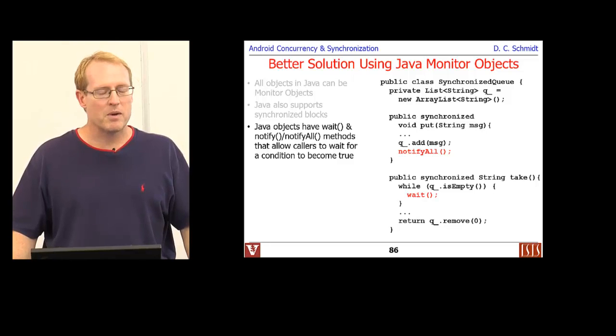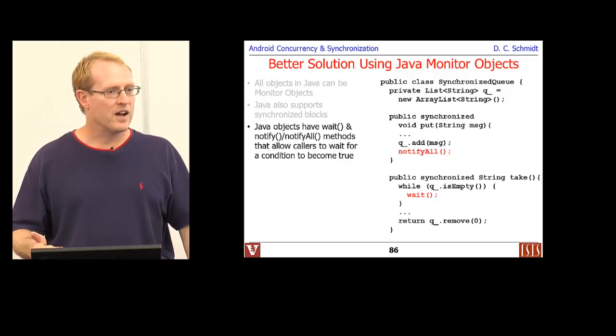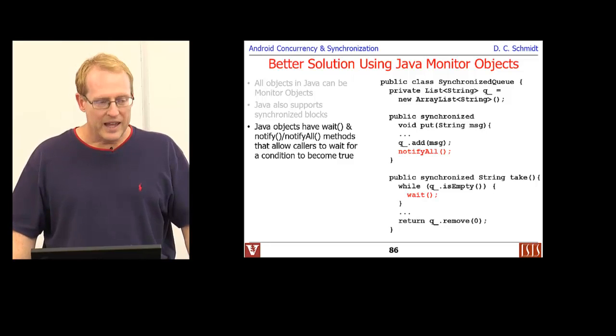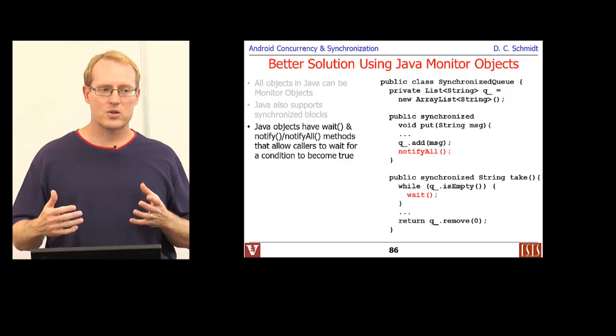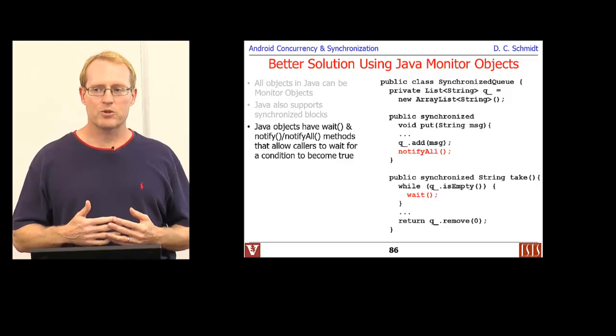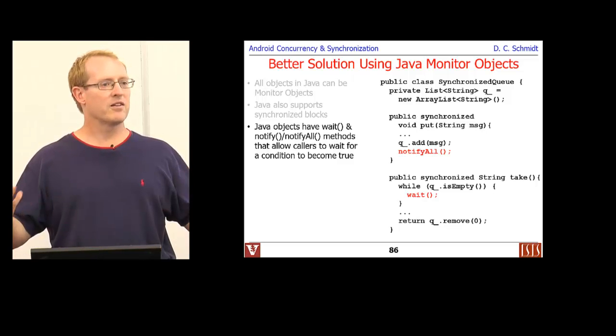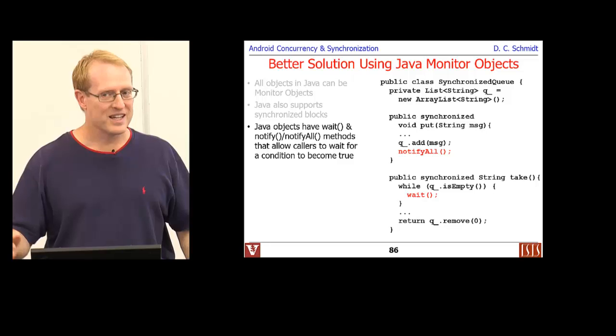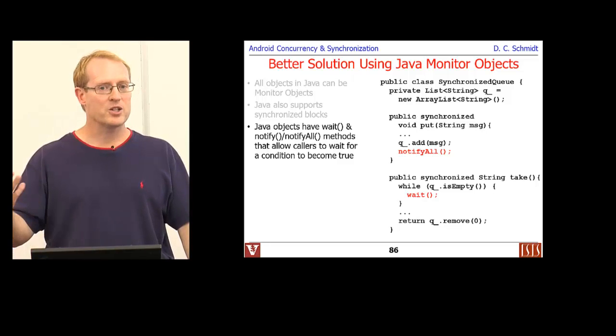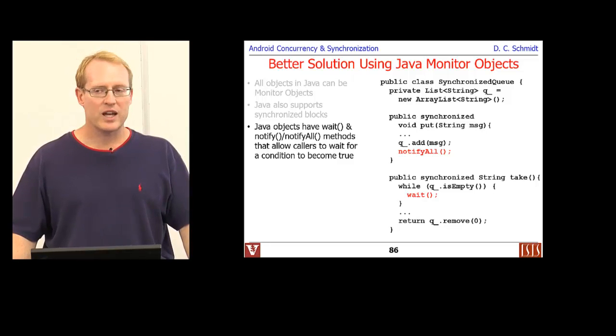And they have these methods called wait, notify, and notify all. And these can be used to allow callers to wait for certain conditions to become true and/or inform other waiter threads that the conditions have become true or may potentially have become true, thereby giving them a chance to take up again and continue to execute.